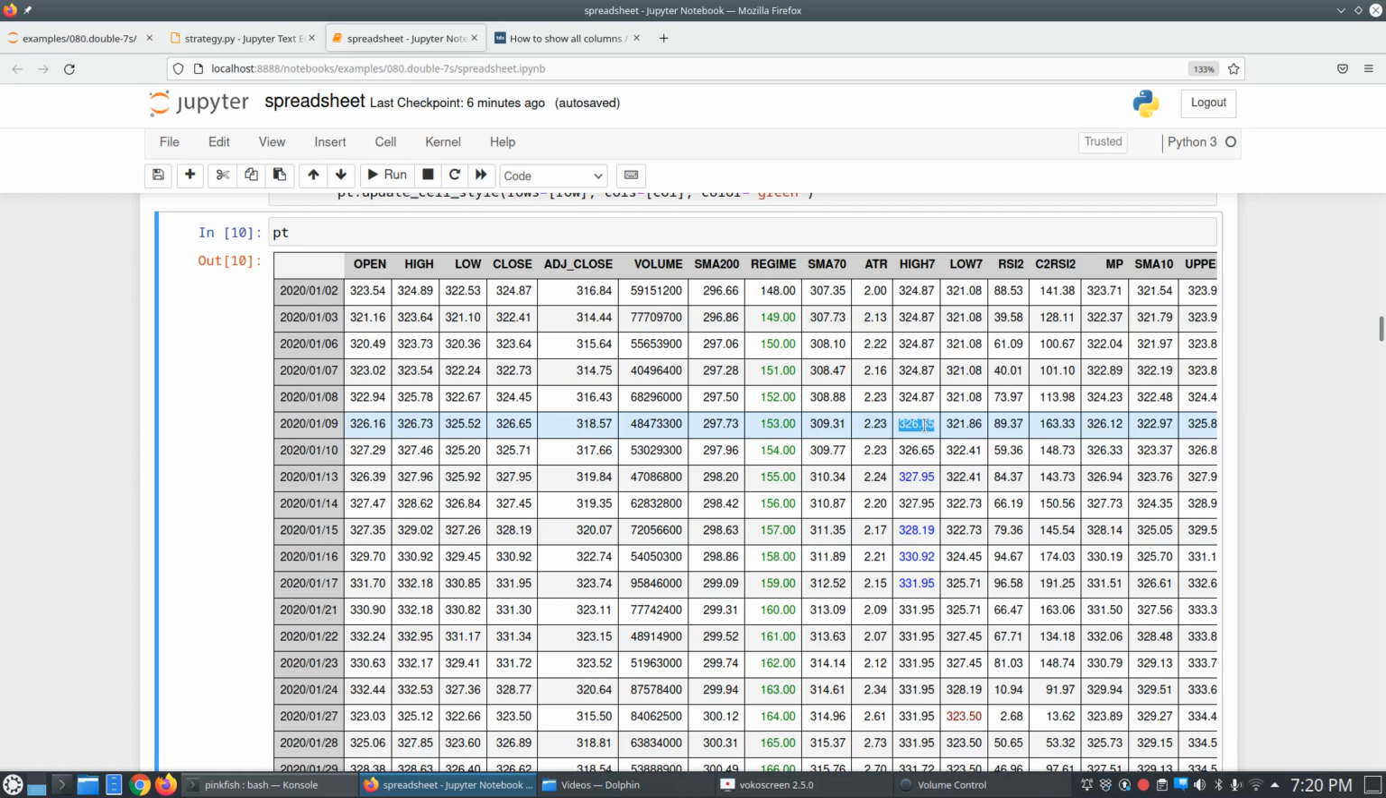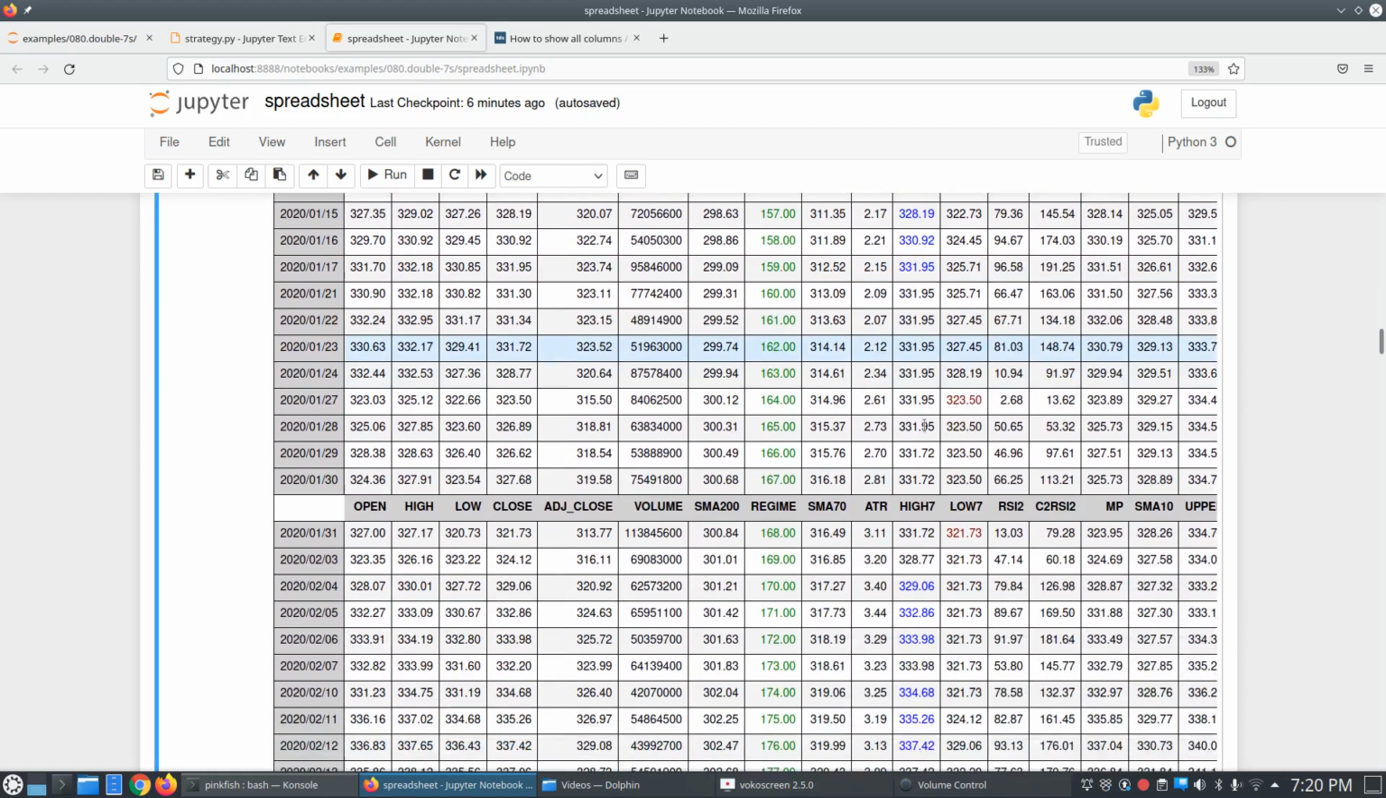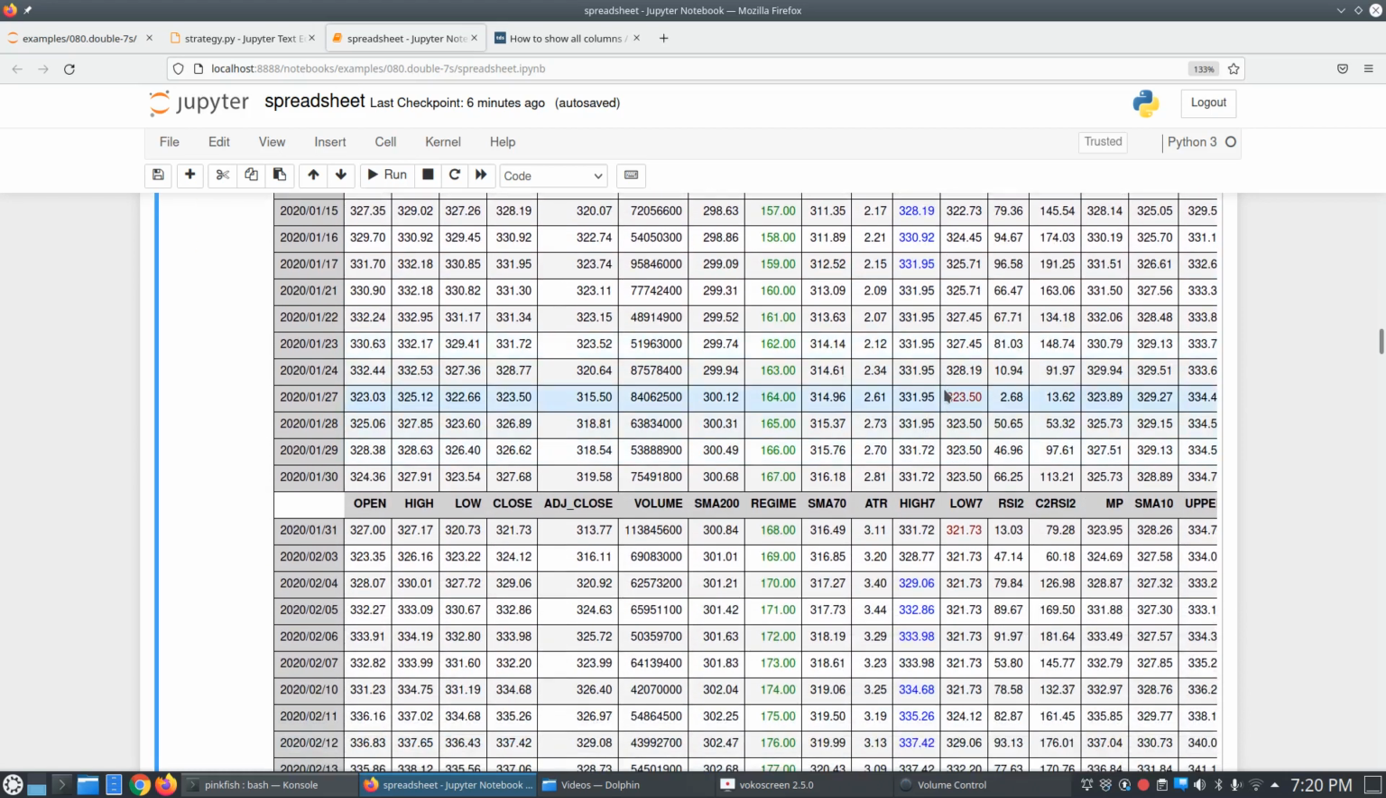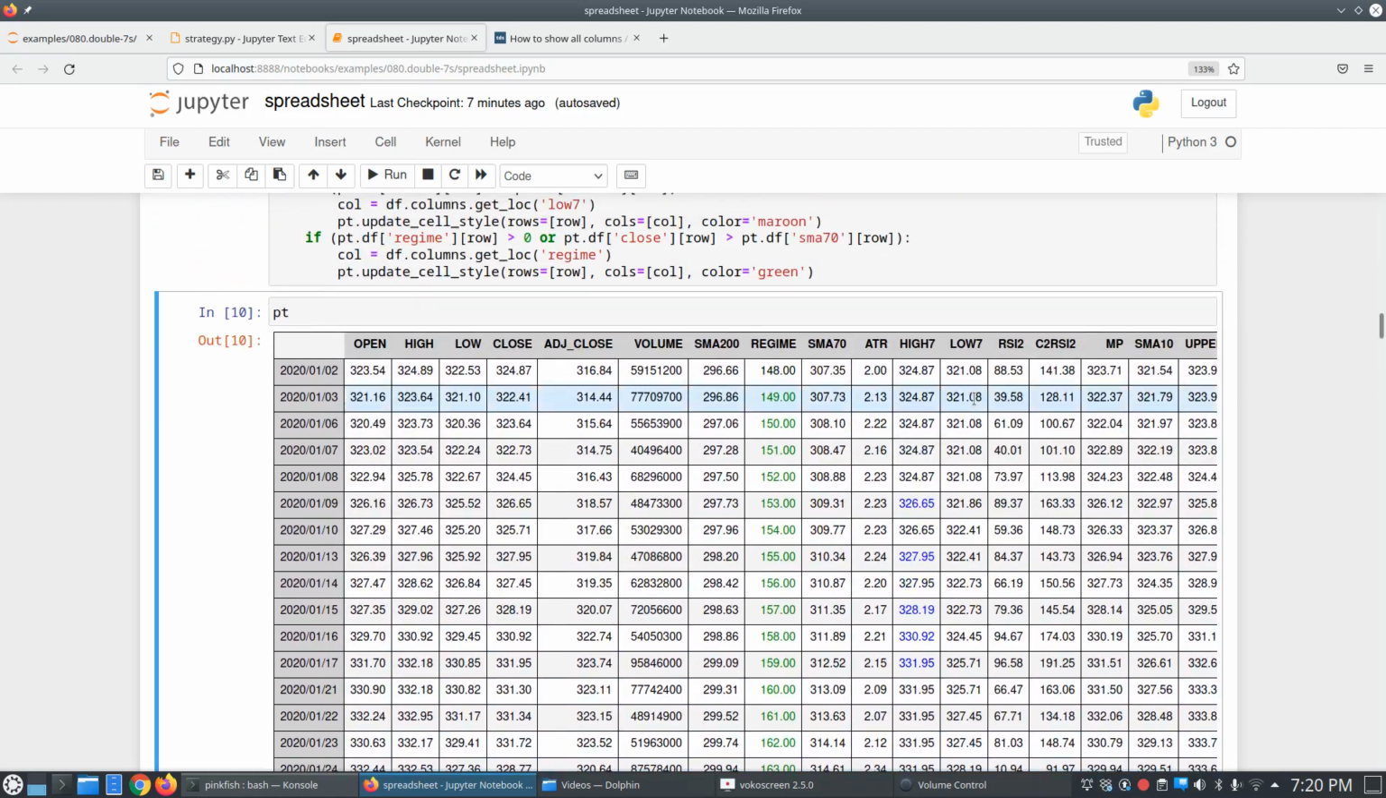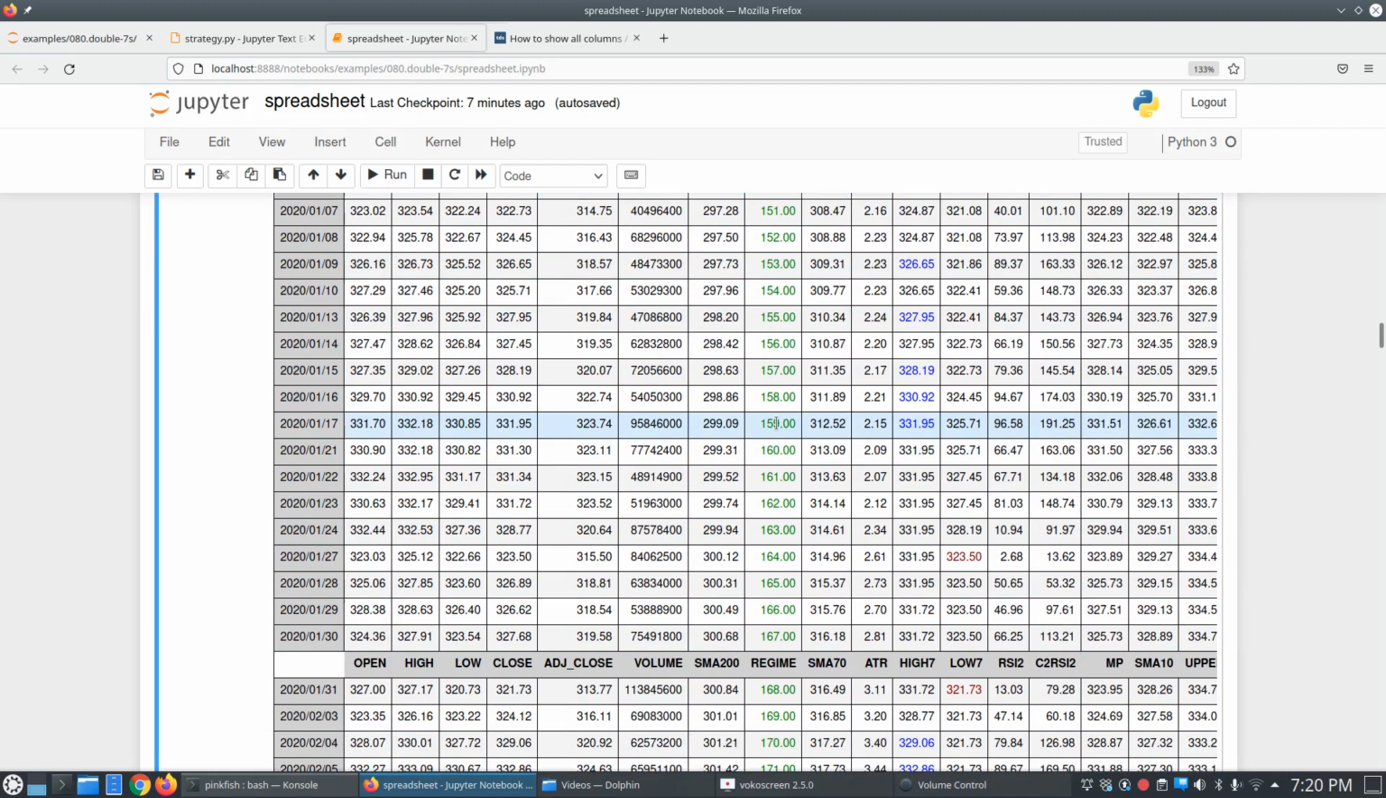Then for the 7-day low, it's something similar. We get this maroon color, red color, right? And then for the regime, we have a green. So you can visually look and see that we're allowed to trade when the regime is green. That's a go.